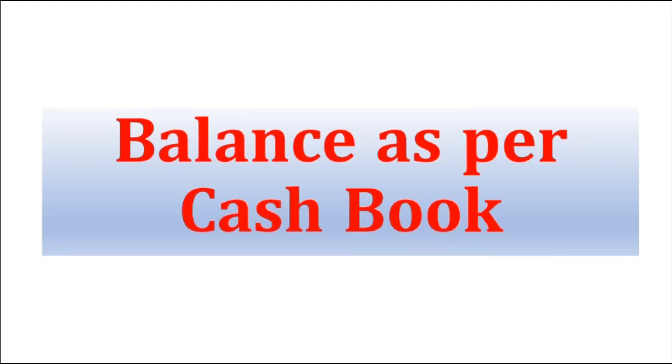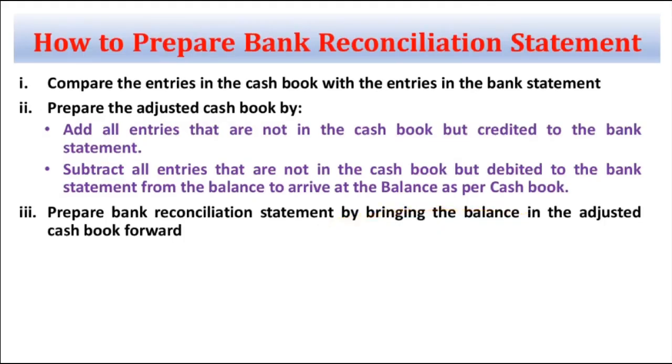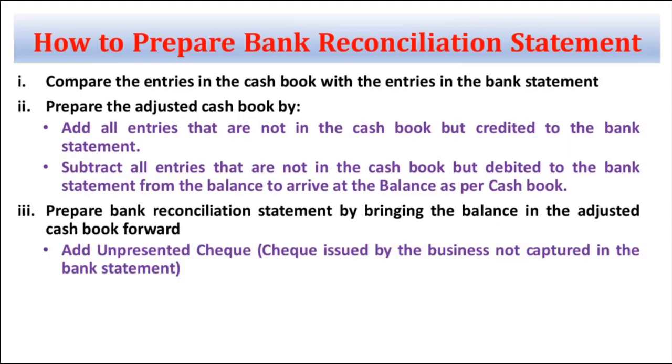So what will now be the next step? The next step is to prepare the bank reconciliation statement by bringing the balance as per adjusted cash book forward. So if we have the balance as per adjusted cash book under the bank statement, then the next step is to add unpresented checks. What do we call unpresented checks? In the first video, I explained this in detail. You can check it out for more understanding about what unpresented checks are.